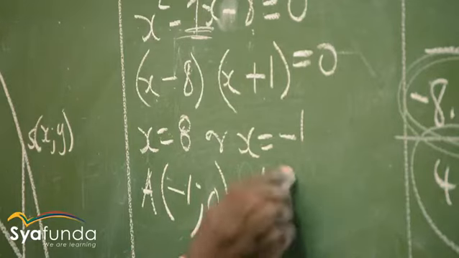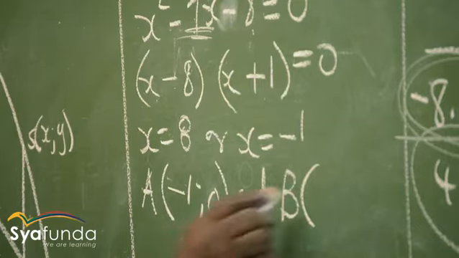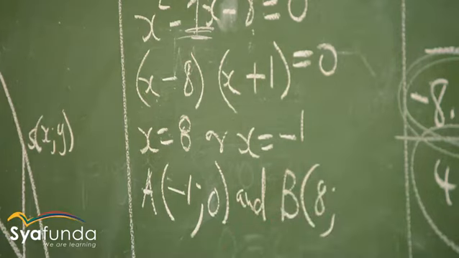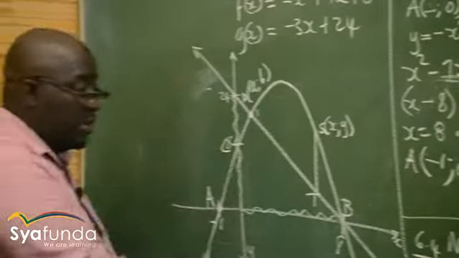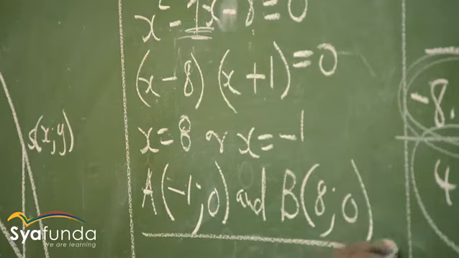And coordinates of B, remember coordinates are always in x and y form. We're looking for the coordinates of B. What is x here? x is 8. What is y here? There is no y here, so y is 0 there. So these are the coordinates of A and B in this graph.